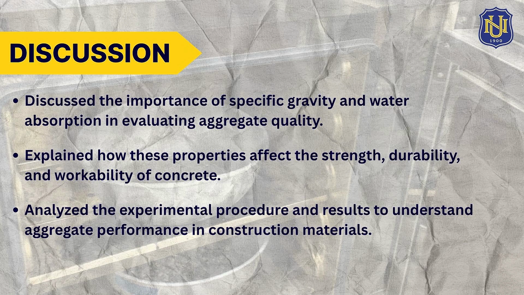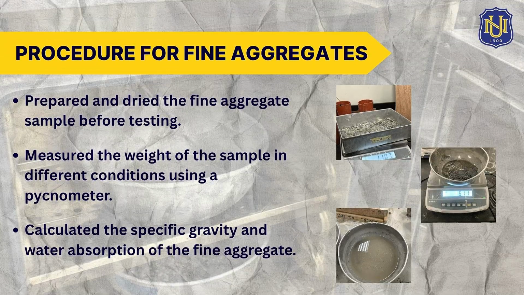For coarse aggregates, the experiment involves soaking the sample, bringing it to saturated surface dry condition, and measuring its weight in water using a wire basket. The gathered measurements are then used in formulas to determine the specific gravity and absorption values of the aggregates. For the fine aggregate procedure, approximately 500 grams of sand sample were first weighed using a digital scale. The sample was then immersed in water for 24 hours to allow absorption. After soaking, excess water was carefully removed, and the sample was spread on a flat surface for drying. The sample was stirred continuously to achieve uniform drying.